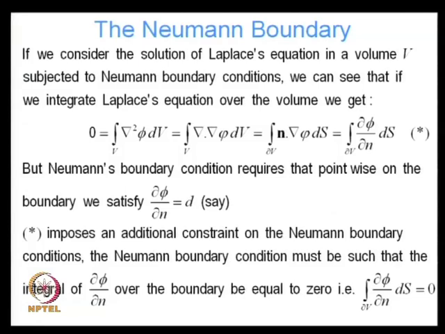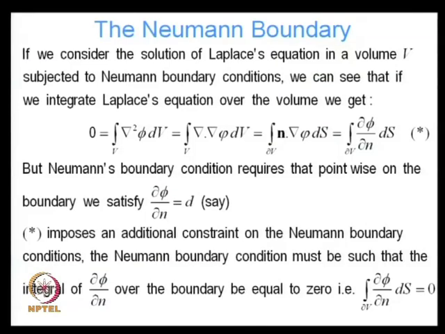Suppose somebody has told me that del phi del n is equal to d at the boundary. But if I substitute del phi del n here, you see that del phi del n is appearing on the right hand side, within an integral over my boundary. So, this condition imposes an additional restriction on the Neumann boundary condition.